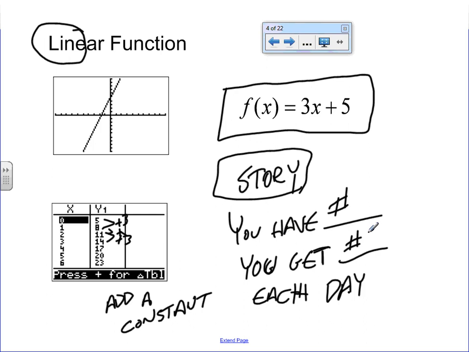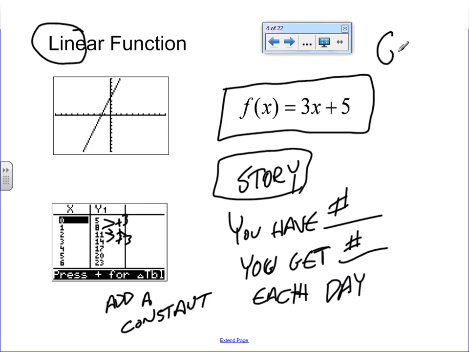So the idea is that you're getting the same amount of whatever it is, and you start maybe with something. So you have 5 baseballs, and every year when you go on vacation, you get 2 baseballs. So after 5 years of vacation, how many baseballs are you going to have? So it's that consistent, you're always getting the same amount of whatever it is on a regular basis, and we want to know how much you have after a while.